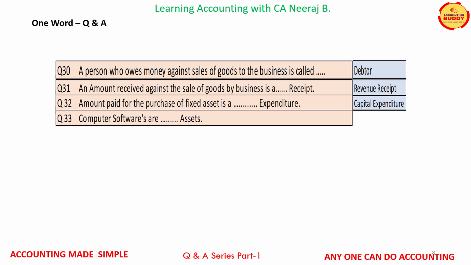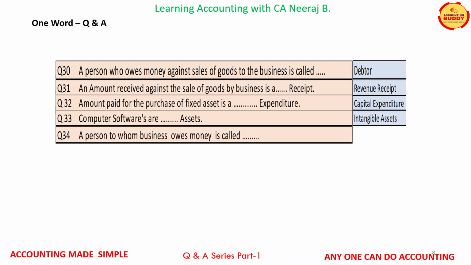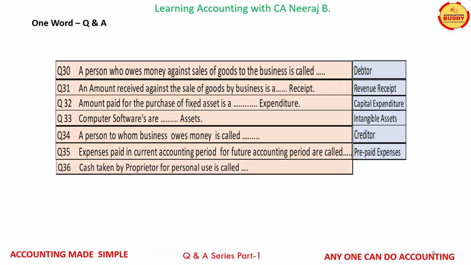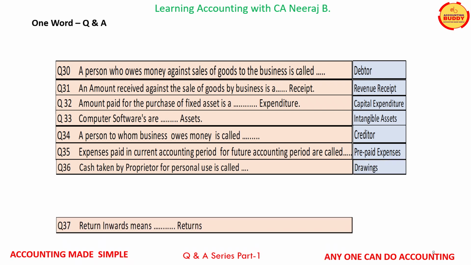Question number 33: computer softwares are dash assets. Yes, of course, they are intangible assets. Question number 34: a person to whom business owes money is called creditors. Question number 35: expenses paid in current accounting period for the future accounting period are called prepaid expenses. Question number 36: cash taken by proprietor for his personal use is called drawings.